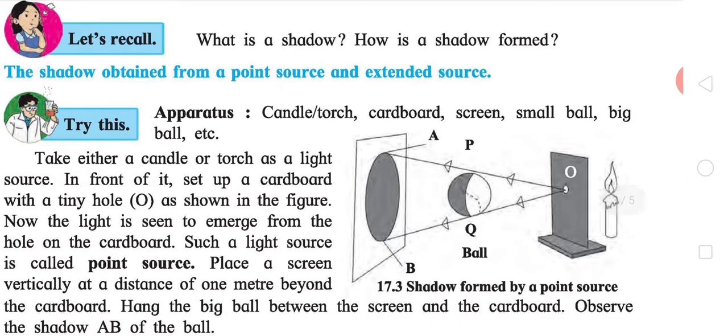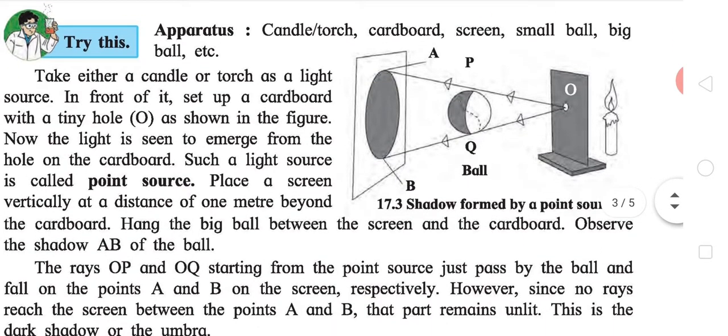Heading: let's recall. What is a shadow? How is a shadow formed? Heading: the shadow obtained from a point source and extended source. Subheading: try this. Subheading: apparatus. Candle or torch, cardboard, screen, small ball, big ball, etc.